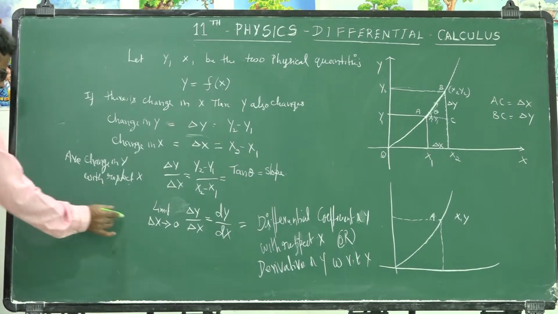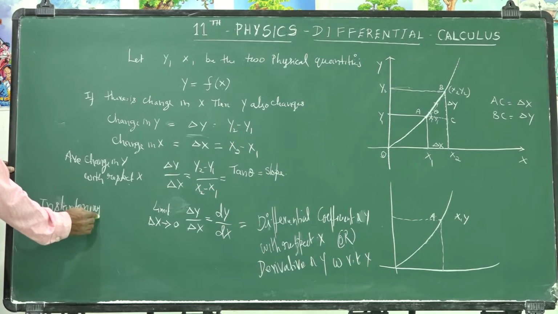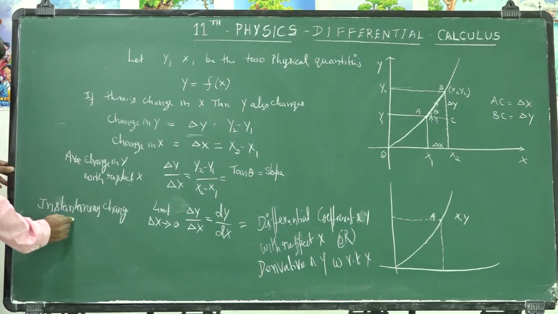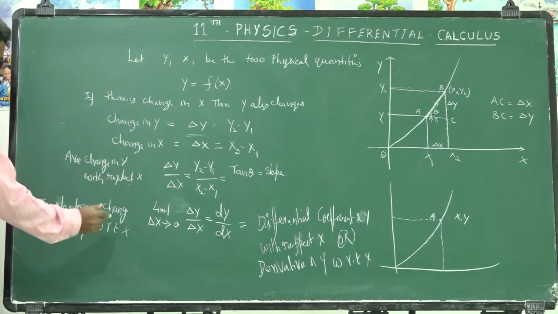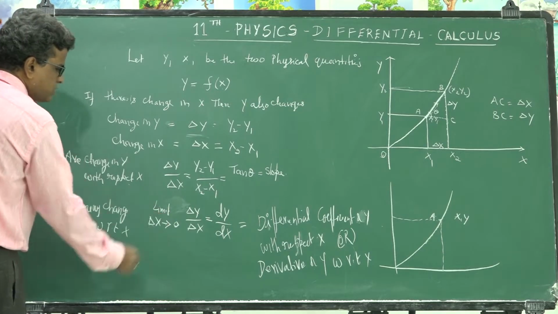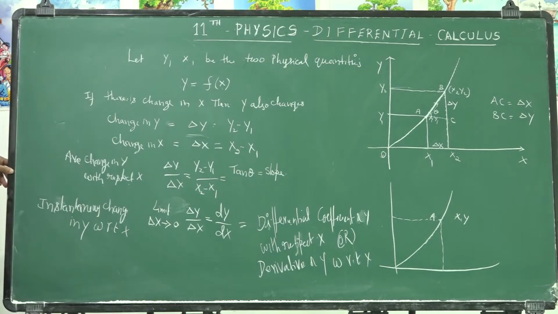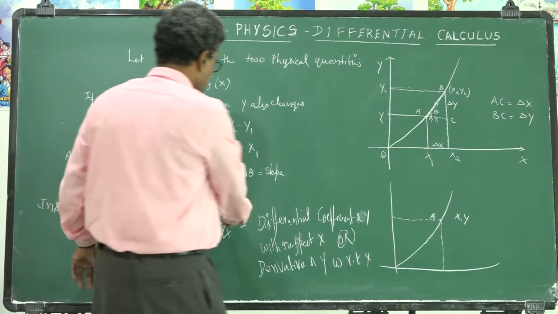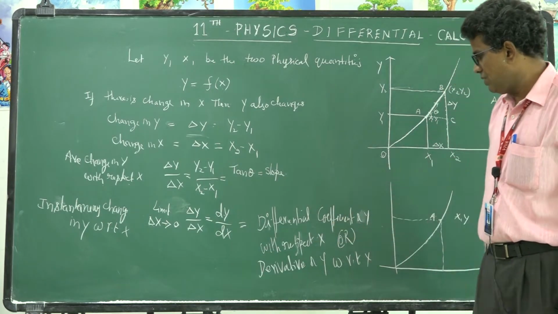This value we can call it as the instantaneous change in y with respect to x. This limit delta x tends to 0, delta y by delta x is equal to dy by dx. This dy by dx we can call it as the differential coefficient of y with respect to x.